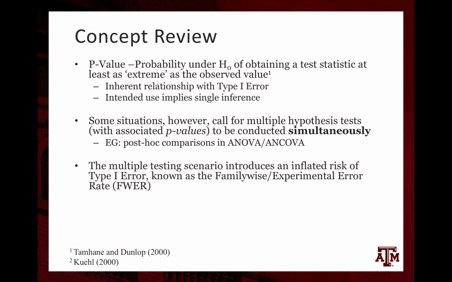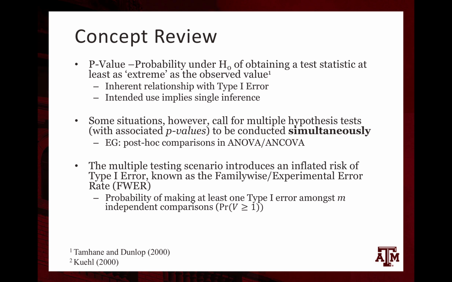This multiple testing scenario does introduce an inflated risk of type 1 error, and that's typically known as the family-wise or experimental error rate. That's commonly abbreviated as FWER, and will be for the rest of this presentation. This is more formally defined as the probability of making at least one type 1 error amongst M independent comparisons. And so you can actually see our notation from the previous slide showing up. We're seeing the probability that V is greater than or equal to 1. So the probability that the number of type 1 errors is greater than or equal to 1. And the expression for that is given at the very bottom of this slide.